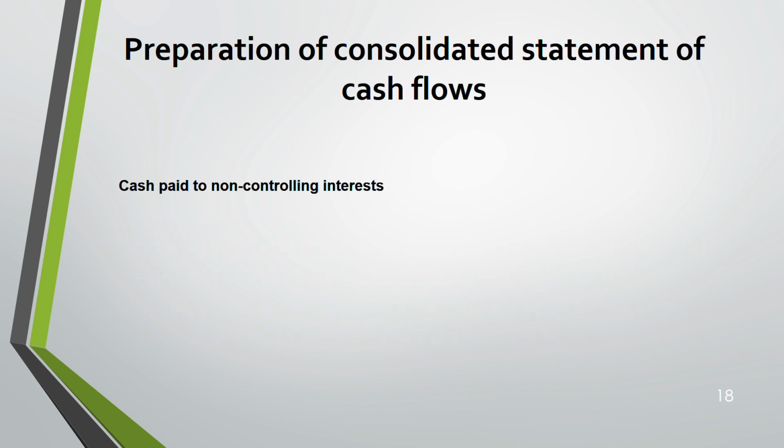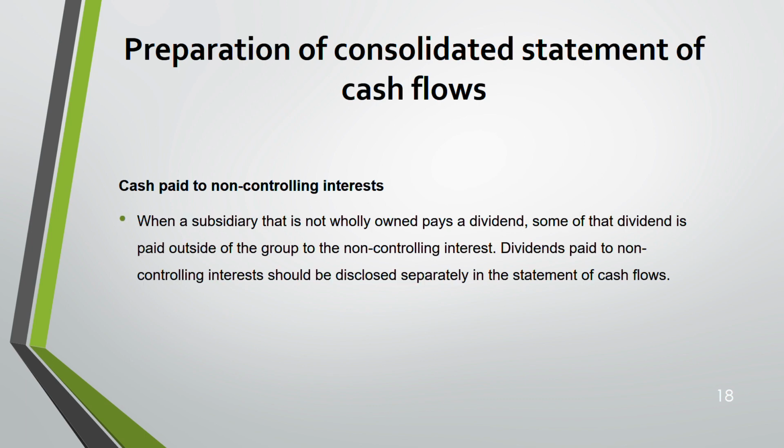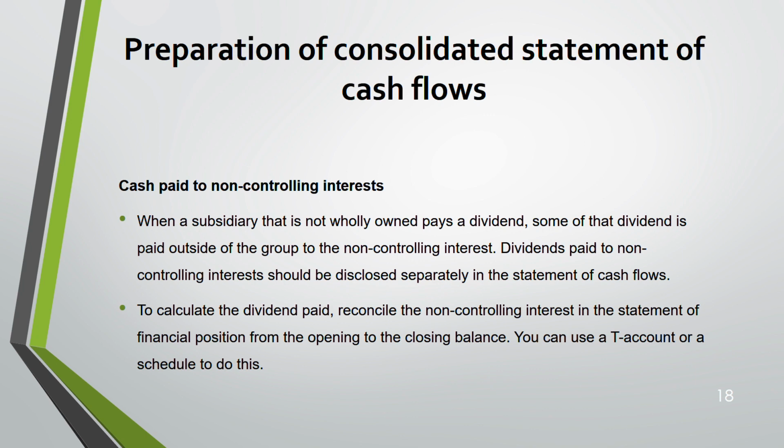Then we are moving on to cash paid to non-controlling interest. Any cash that is paid to NCI will be there in your statement of cash flow. Dividend paid to NCI is a cash item only, right? Dividend paid to NCI is under financing activity. And how to calculate the dividend paid? To calculate that, you have to make a T account. You will be given the opening NCI, the opening non-controlling interest balance. You have to reconcile that opening with the closing balance.